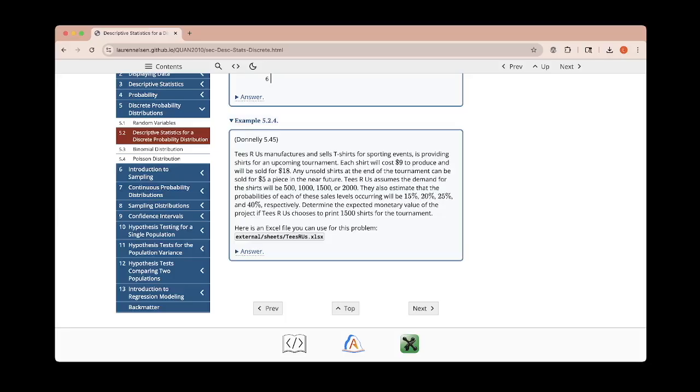And each shirt will cost $9 to produce and will be sold for $18. And then if they have any shirts that are unsold at the end of the tournament, they can be sold for $5 a piece in the near future. So they'll still be losing some money on those, but they can at least get some of that cost to produce them back. And they are assuming that the demand for the shirts will either be 500, 1,000, 1,500, or 2,000 shirts.